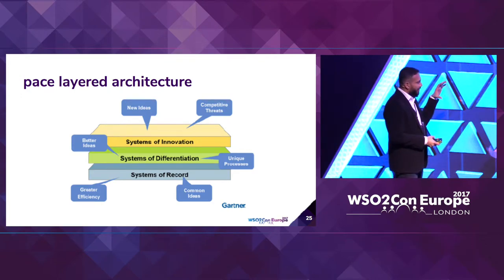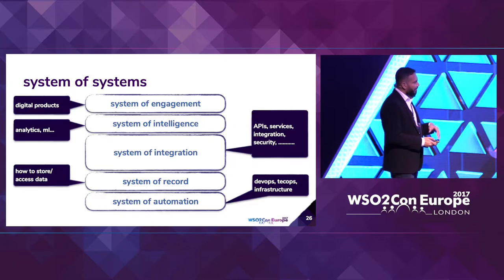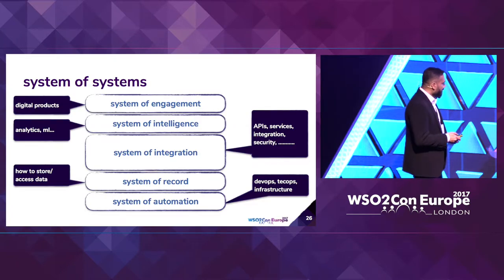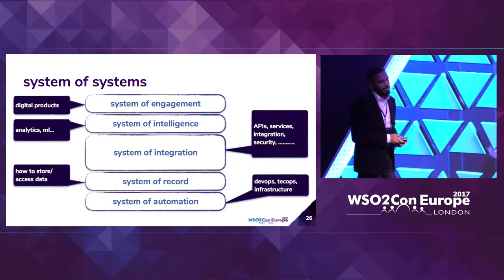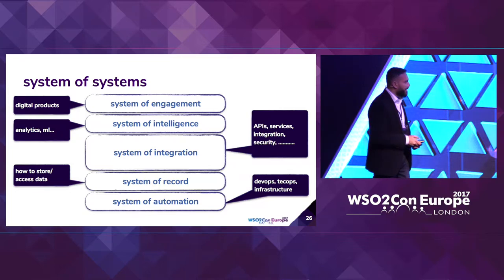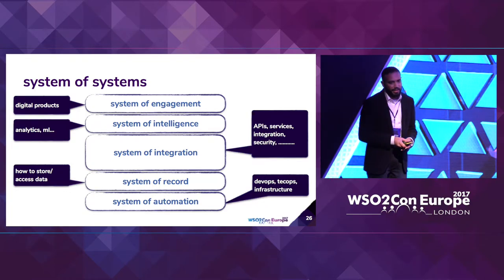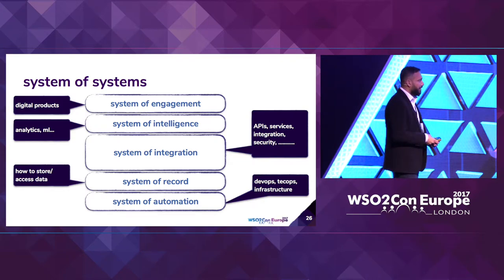But it's not enough to define architecture. This is very conceptual. So what we did, we referred to this and came up with a different type of layers. On the top, you get the system of engagement. That's where the digital products will exist. And then you get all the API services, integration, security kind of stuff. That's the system of integration.